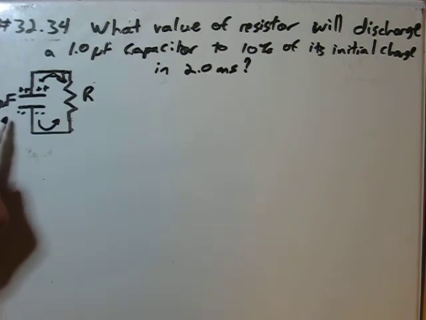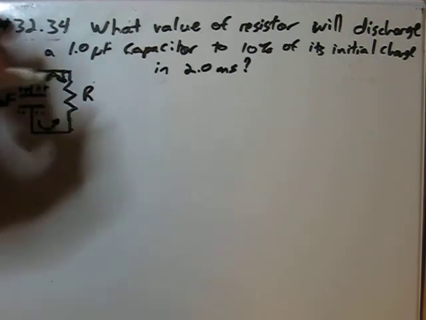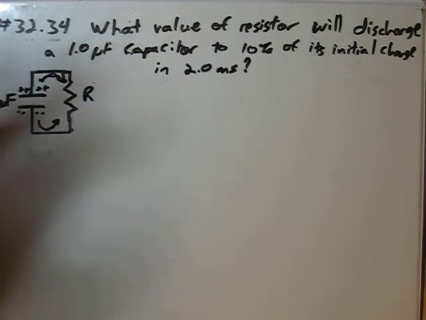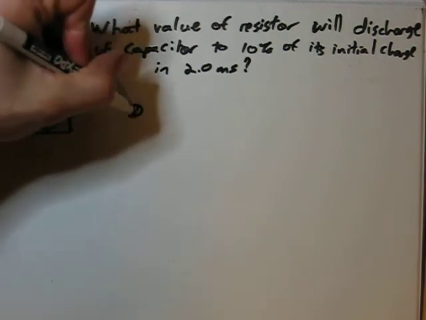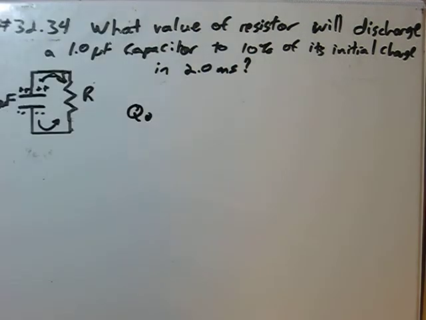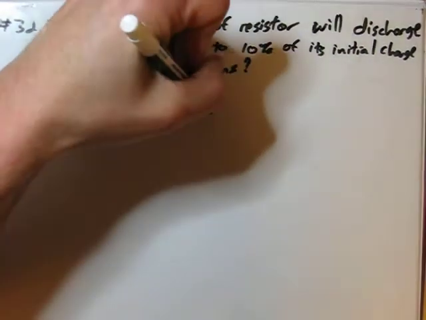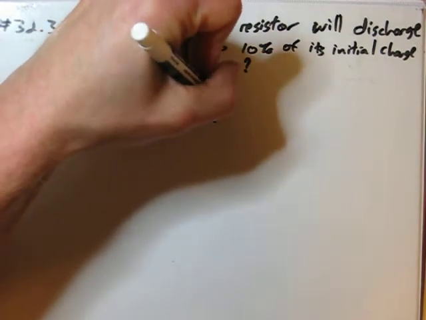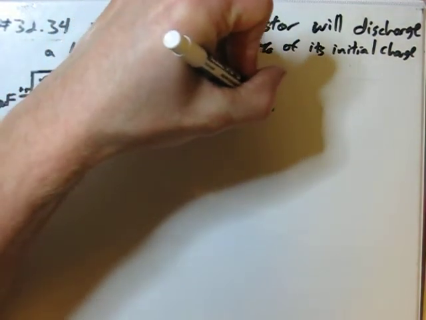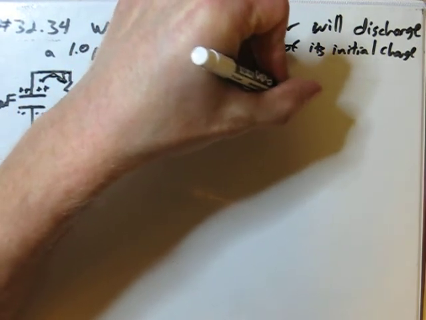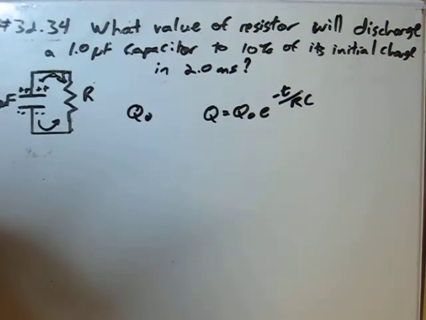So this is the capacitor. Let's just say the voltage doesn't really matter. So let's just say it has charge Q naught. And we know for discharging an RC circuit, we can use the formula Q equals our initial condition, Q naught, times e to the negative t over RC. Of course, RC being our time constant.